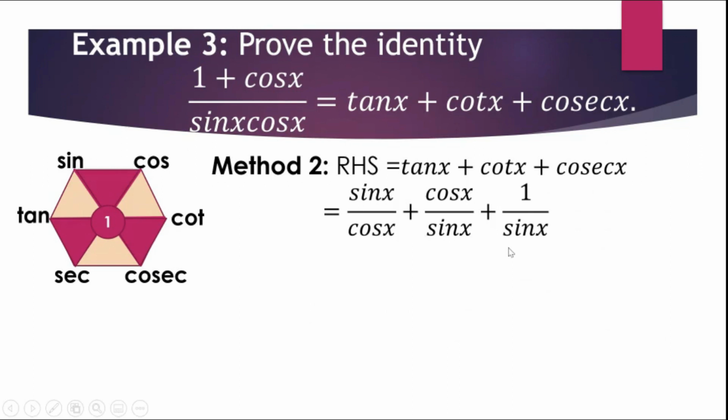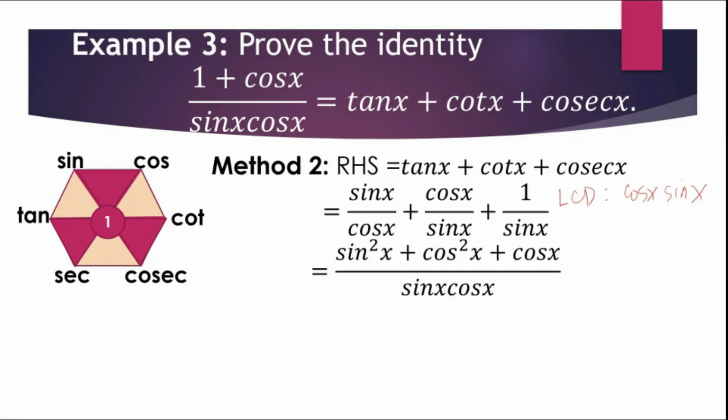So, our LCD for this expression is cosine x sine x. Okay, so that will be our LCD. Your numerator now will be sine squared x plus cosine squared x plus cos x. Okay, what do you notice? It looks like we are close to the truth, no?